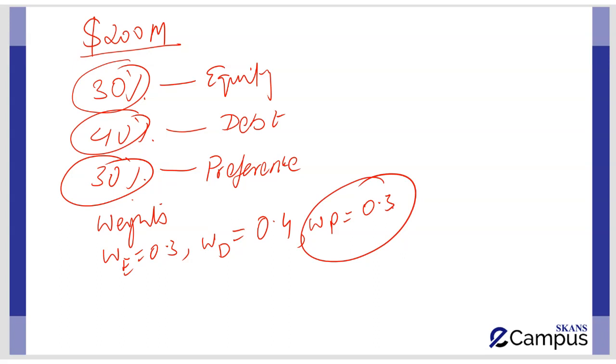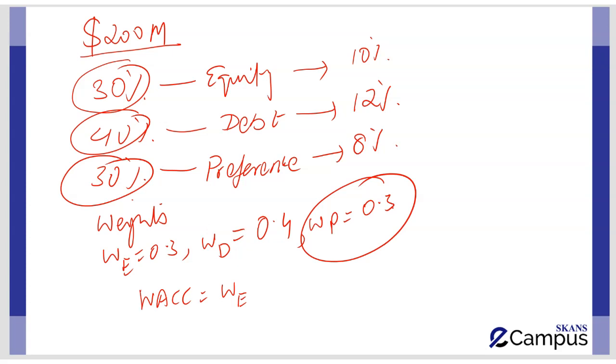Now let's say that the equity holders demand a return of 10% for their investment, and the debt holder, the bank, demands a return of 12%, and the preference shareholders demand, let's suppose, a return of 8%. So how would a WACC be calculated? So for a WACC, the formula is weight of equity multiplied by cost of equity, which in our case is 10%, plus weight of debt multiplied by cost of debt into 1 minus t.